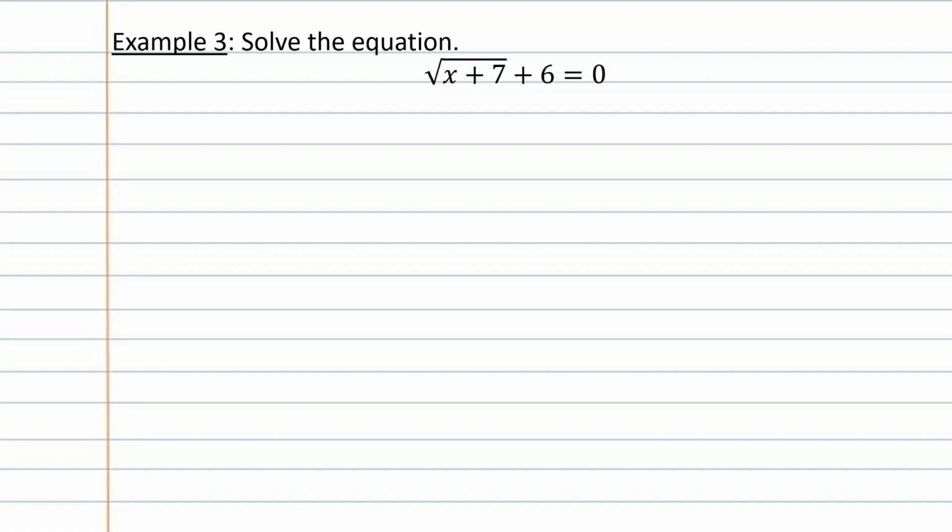Example 3. Here I have the square root of x plus 7, plus 6 equals 0. All right, let's get the square root by itself. So I'm looking at the square root of x plus 7 equals negative 6. All I did was subtract this 6 over to the right-hand side. Now let's square both sides.